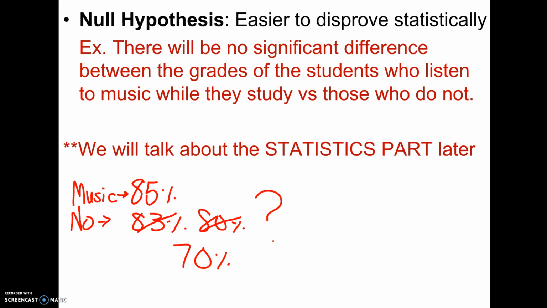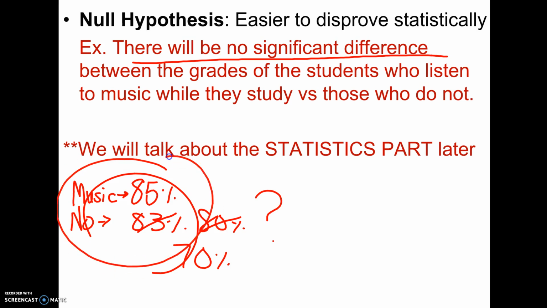But the easiest kind of hypothesis to use for a statistical analysis like this is what's called a null hypothesis. And the null hypothesis is always the same. You will say there will be no significant difference. You don't even have to use the word significant. I like to use it because in this case, for example, there may have been a difference, but it wasn't significant. But it is okay if you were to just say there will be no difference between the grades of the students who listen to music and those who do not listen to music.